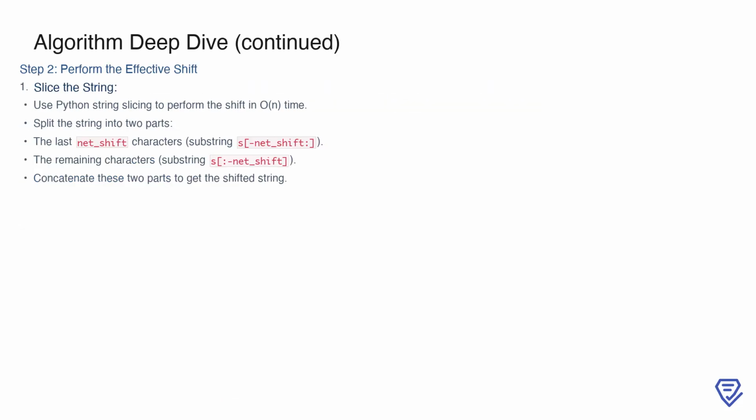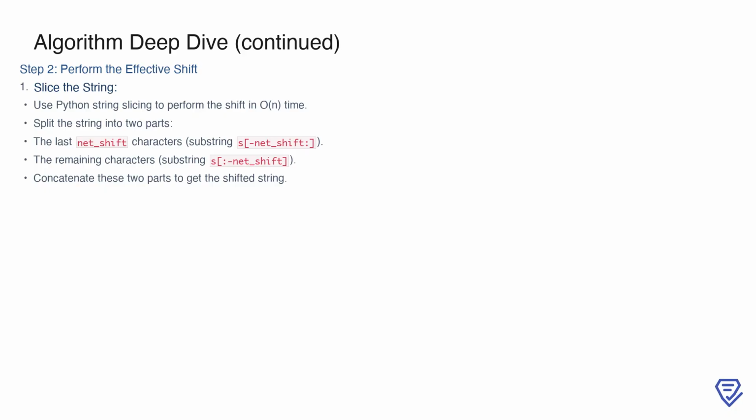Now that we have the effective shift calculated, we can perform the actual string manipulation. Using Python's efficient string slicing, we can achieve this in O(n) time, where n is the length of the string. The idea is to split the string into two parts based on the net shift value. First, we isolate the last net_shift characters of the string using the slice s[-net_shift:]. These characters will wrap around to the beginning of the string after the shift.